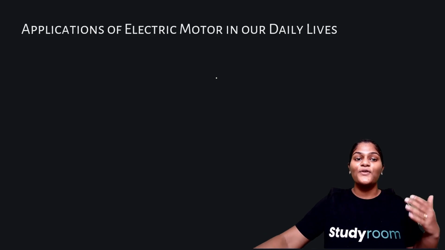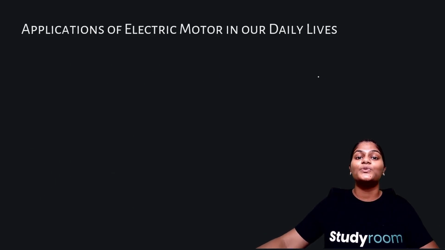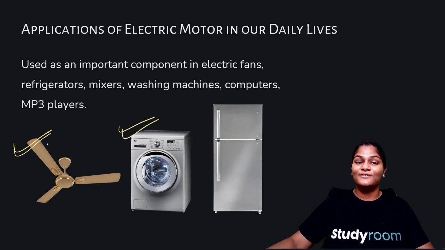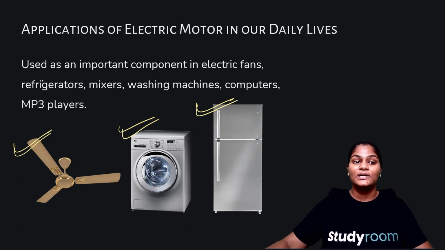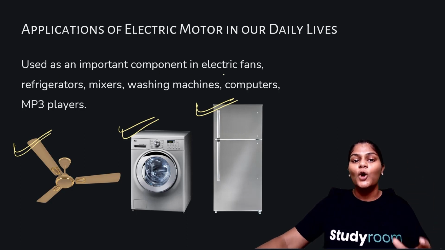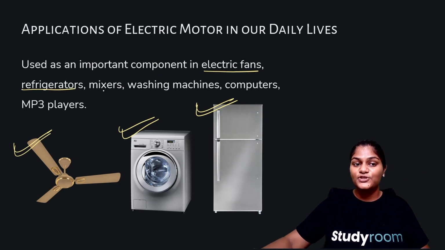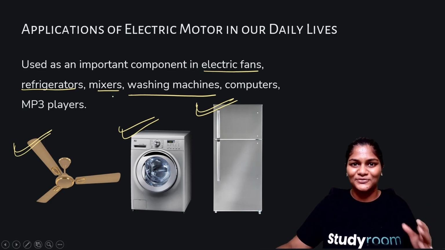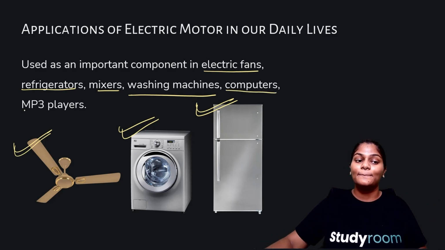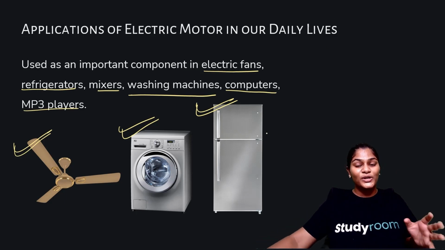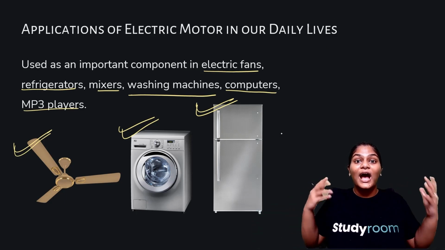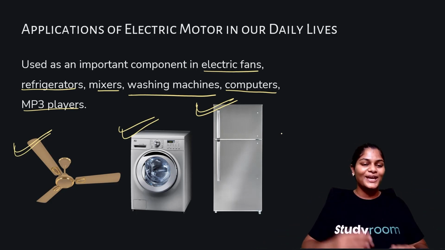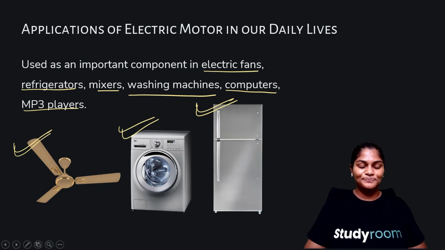So applications of electric motors in our daily lives is what we just saw. First was our washing machine, then our electric ceiling fan, and then our refrigerator. So it is used as an important component in electric fans, refrigerators, washing machines, then the mixers or the mixie that you see in your kitchen that make a lot of noise, right? And your computers and MP3 players. Okay, so now I hope you have an idea about how you are actually surrounded by electric motors even if you don't realize it. Okay, now let's go on and study about it.